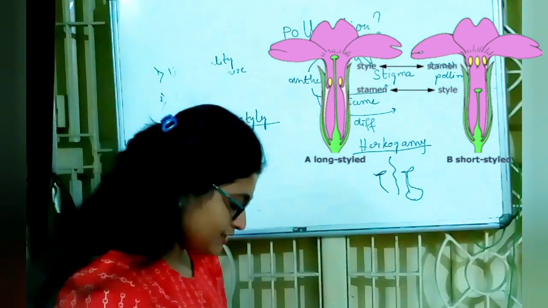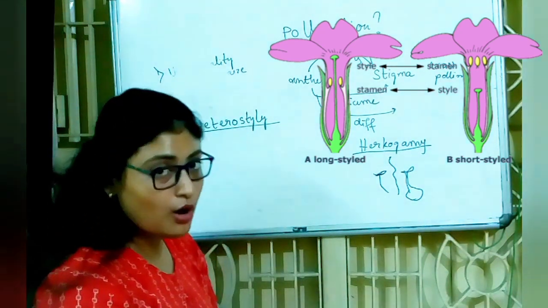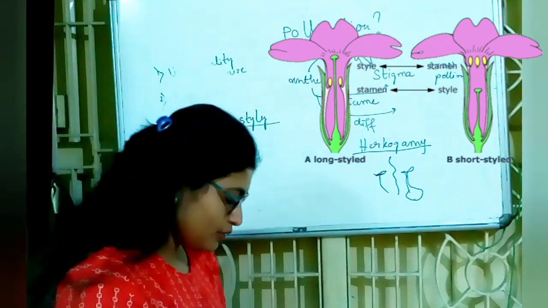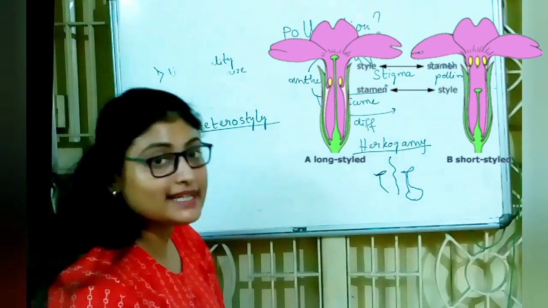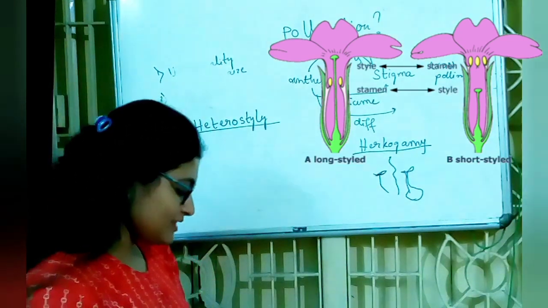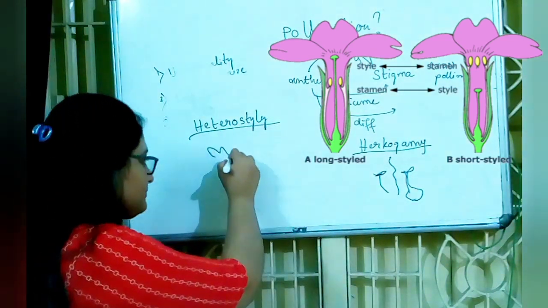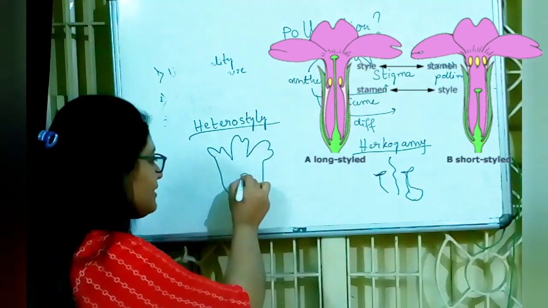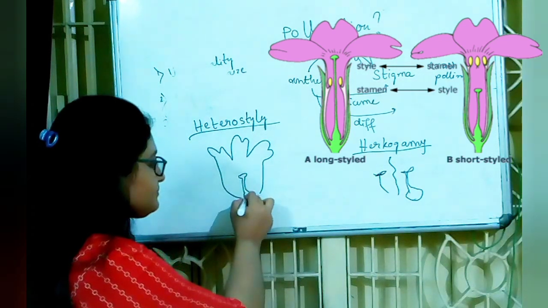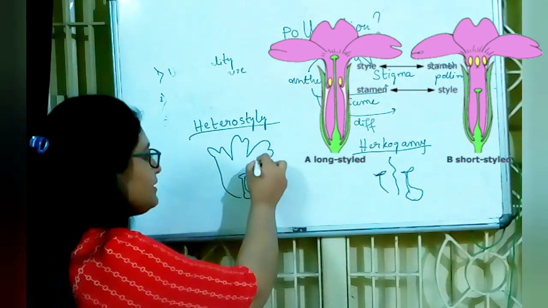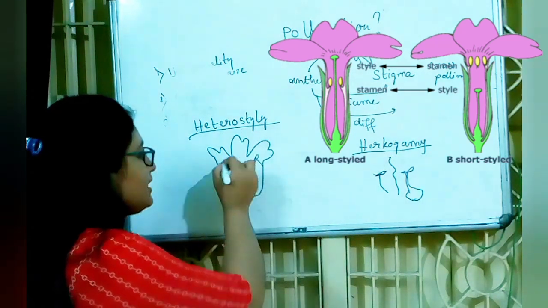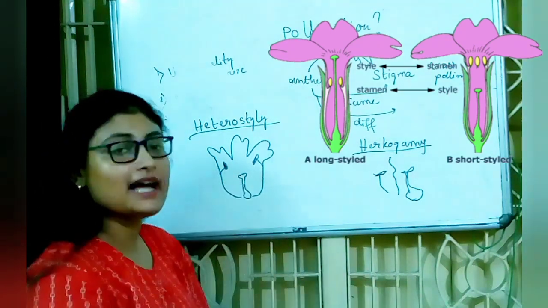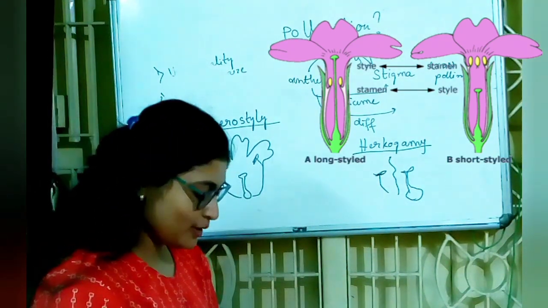In heterostily, in such flowers, the style is either longer or shorter than the filament, so that the anther and stigma grow at different heights, thus preventing self-pollination. Now how does this look? If you can see this, here I have drawn the stigma. Okay, now here are the anthers. That means they have grown at different heights, isn't it? They have grown at different heights, so it prevents self-pollination.